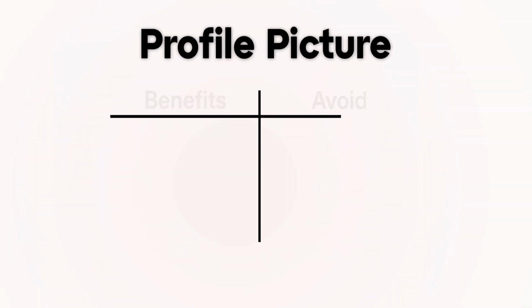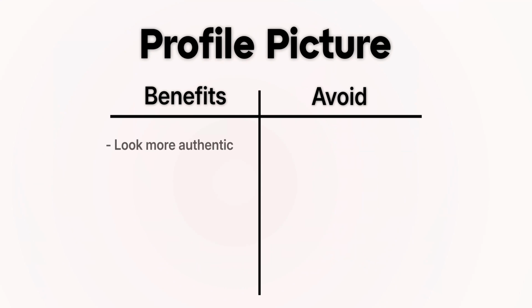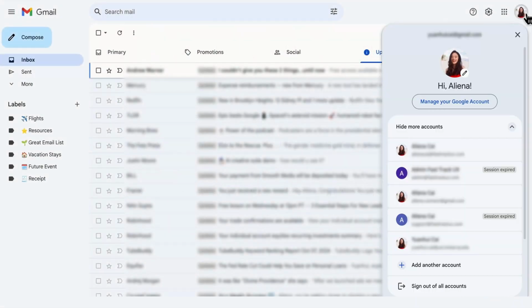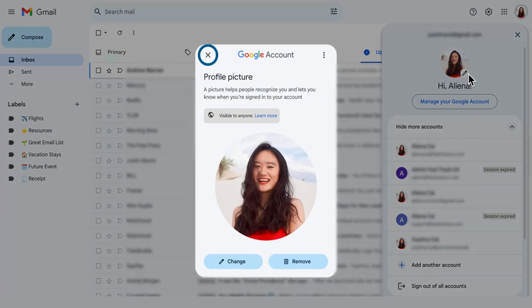Number 5, add a profile picture. Adding a profile picture will instantly make your email look more authentic and professional. Just avoid using a selfie or an ID photo, please. To do this, click on your profile picture in the top right corner, then click the pencil icon on your profile image, and you'll be able to upload a profile picture here.